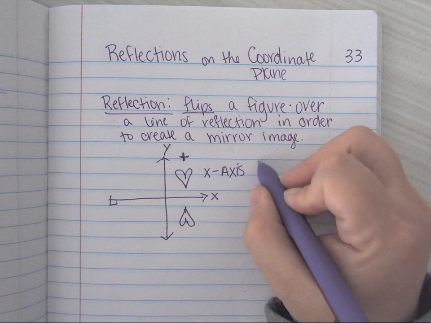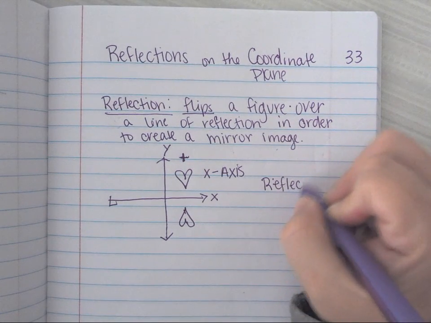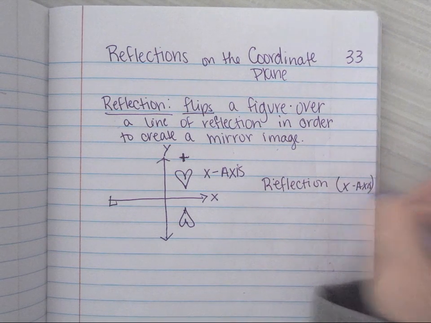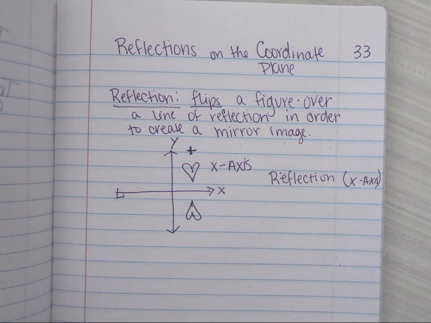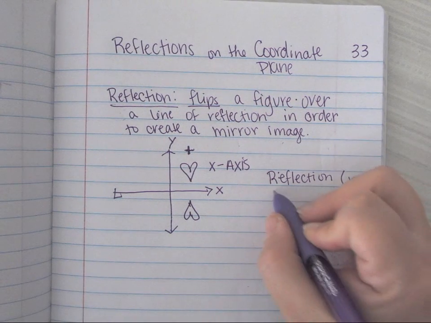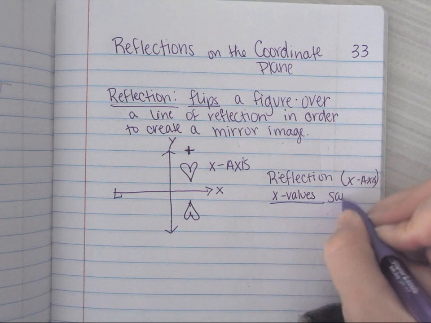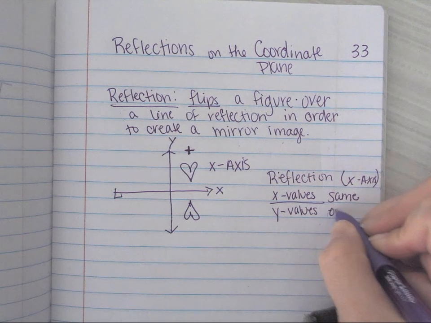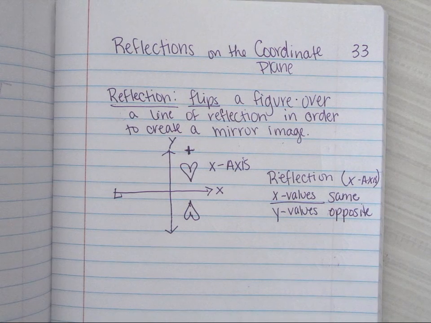And that happens anytime. So, if it's a reflection over the x-axis, anytime you have a reflection over the x-axis, the x values are the same, and the y values become the opposite. So if they're negative, they become positive. If they're positive, they become negative. A reflection over the x-axis.